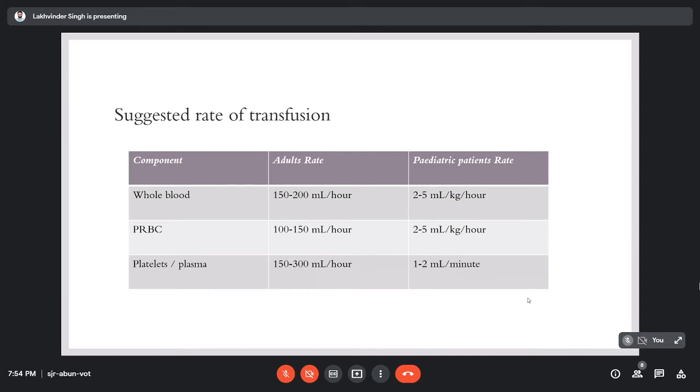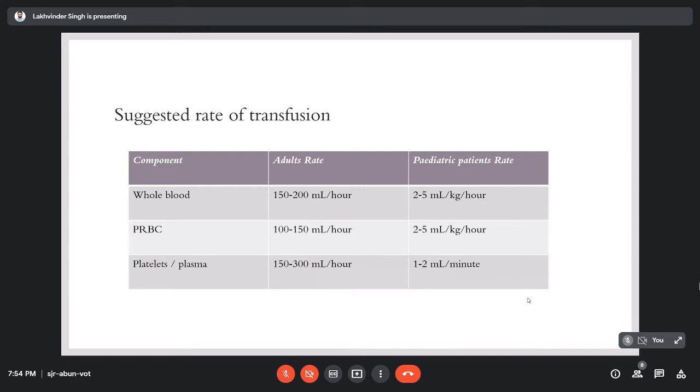Then the suggested rate of transfusion. At what rate do we have to transfuse? The rate will differ for adults and the pediatric population, because the size of the IV cannula you are using is different. For whole blood, because it's less viscous, you can transfuse in adults 150 to 200 ml per hour. That means a 400 ml bag or 350 ml bag will be transfused within 2 hours.